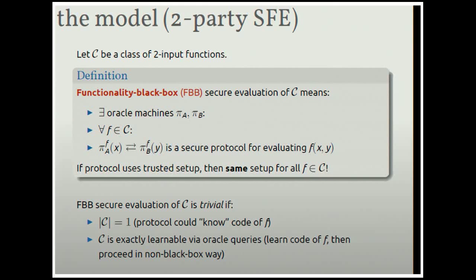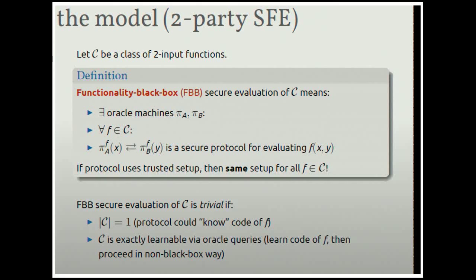So one important thing here that might look strange is that this is defined for an entire class of functions. So the cursive C here is a class of functions. We usually think of just securely evaluating a single function. But if we have a class that's just a single function, then these Oracle machines can have that function hard-coded. So they can satisfy this definition, but it's not really meaningful, because these Oracle machines could have the code of F hard-coded into them. So that's not the interesting case. It really only becomes interesting when we consider a large class of functionalities.